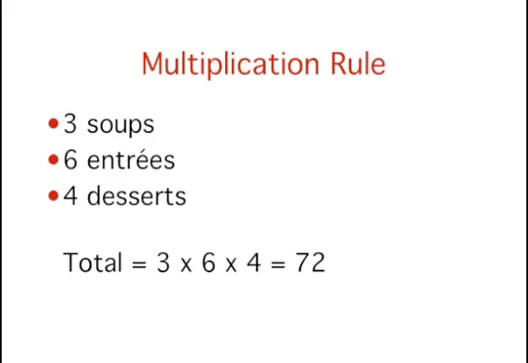You can think of it as, first, there is a choice among 3 soups. Then, for each of these choices, there is a choice among 6 entrees, resulting in 3 times 6, which equals 18 possibilities. Then, for each of these 18 possibilities, there are 4 possible desserts, leaving 18 times 4, which equals 72 total possibilities.